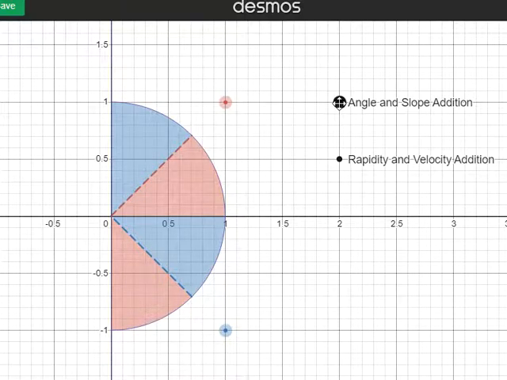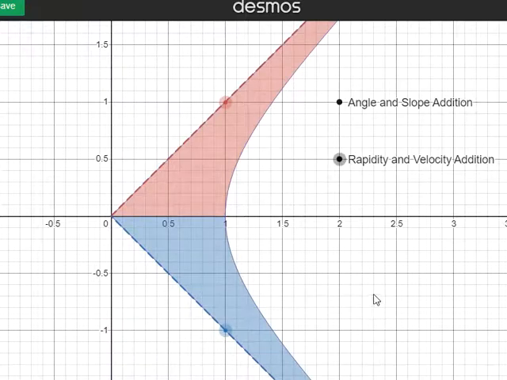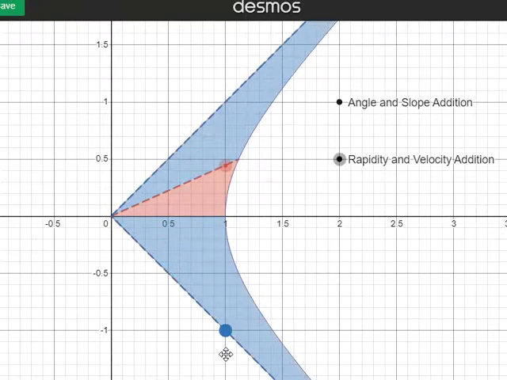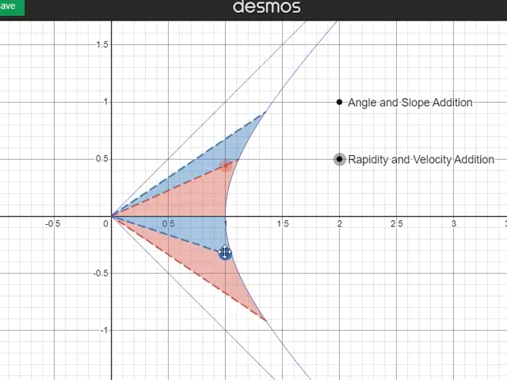Now I'm going to adjust this so that we look at the same situation except with two velocities. Now notice something about these velocities. They are constrained so that you can only go from 0 to 1. You can't go past that. But there's a similar phenomenon going on here, that the red area plus the blue area here is equal to the red area plus the blue area here, and that is equal to this blue area plus red area.